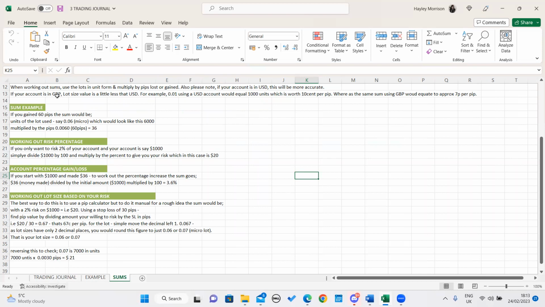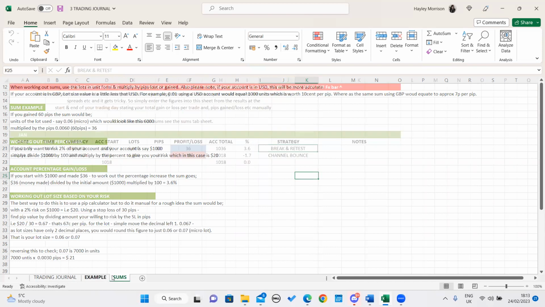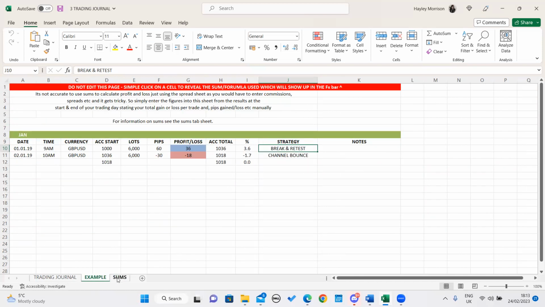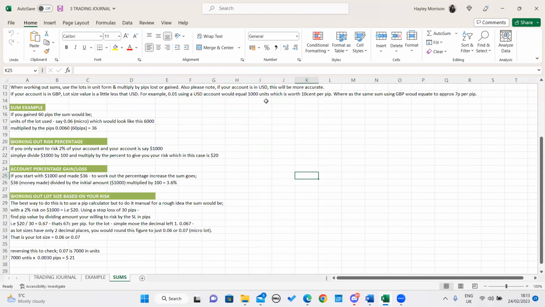When you're working out your sums, use the lots in unit form and multiply by pips lost or gained to be able to put in here. But again, you would just put in what you've earned. This is if you wanted to use the sums.